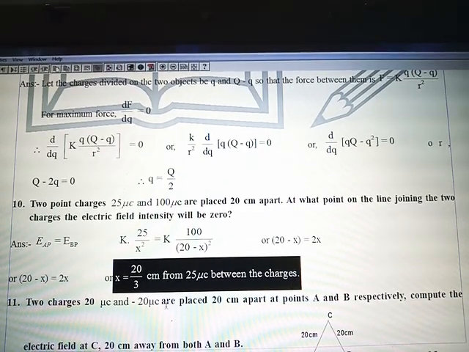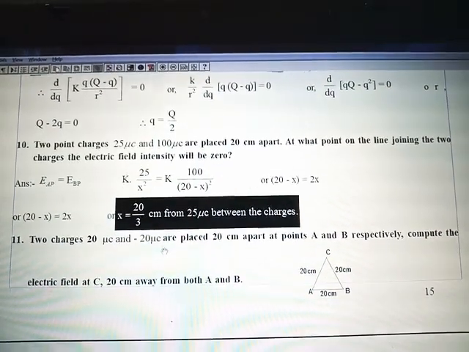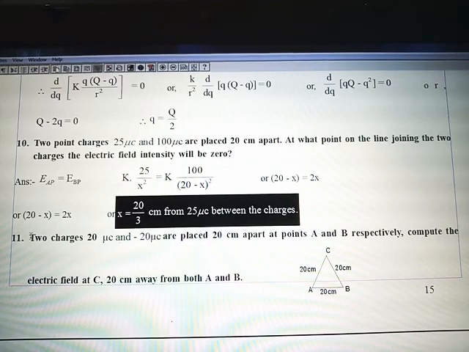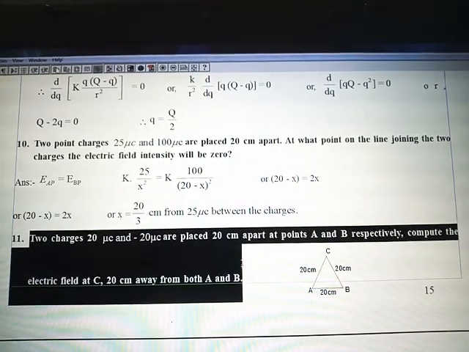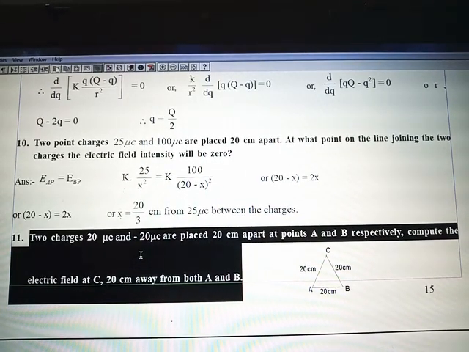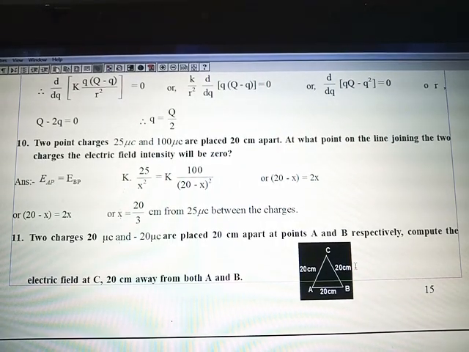Solve it. If any problem, you can ask in the WhatsApp group. Number is there, right? Second question. Two charges 20 microcoulomb and minus 20 microcoulomb are placed 20 centimeter apart, A and B respectively, as given in the diagram. Diagram is also given. You can check.